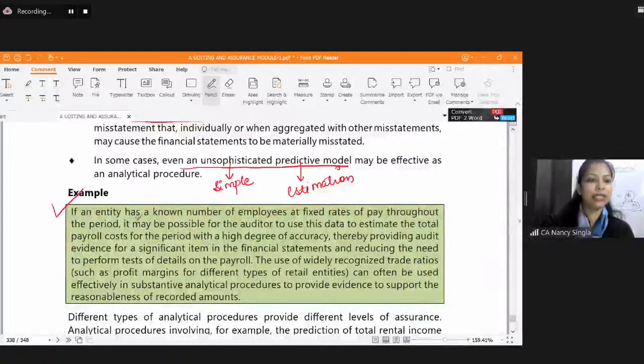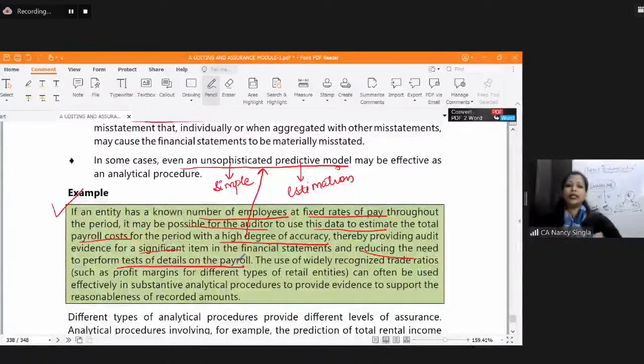Let us try to understand this. If an entity knows the number of employees and the fixed rate of pay throughout a period, it may be possible for the auditor to use the data to estimate the total payroll cost with a high degree of accuracy. This we are talking about as unsophisticated. Thereby providing audit evidence of a significant item, reducing the need to perform test of details on payroll. Auditor saw that, if I multiply, the amount that I'm getting is reflecting in the P&L. So the auditor may avoid performing the test of details.